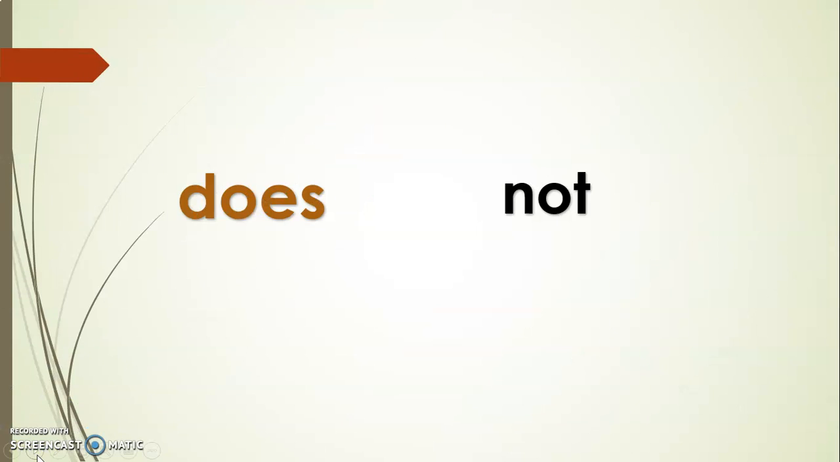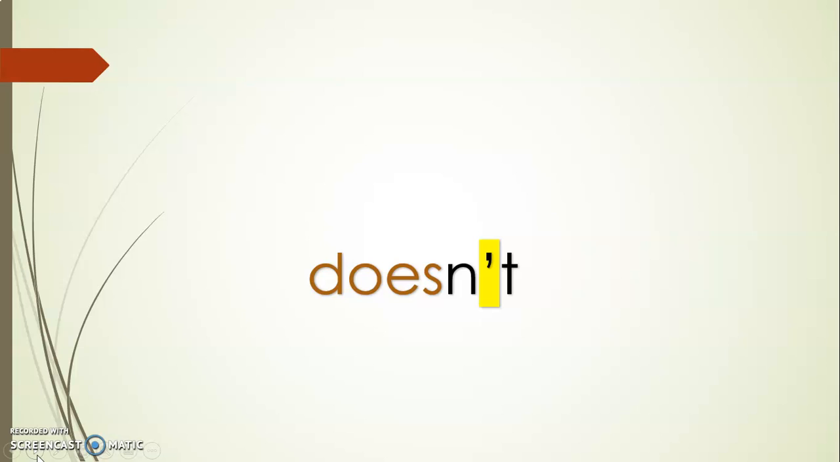And look at this one. Does not becomes doesn't. Does not, doesn't. So again, that first word stays there, but that second word is the word that we are contracting or shrinking. So we're getting rid of a letter and replacing it with this little fancy line that's here.